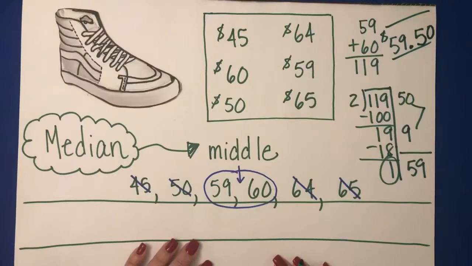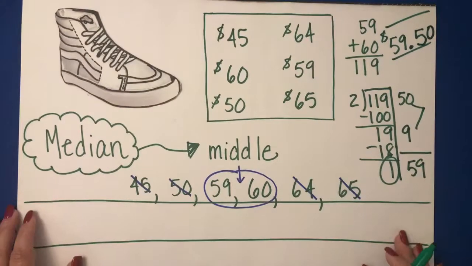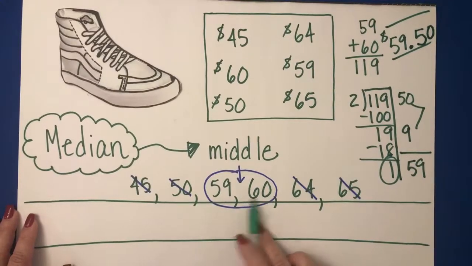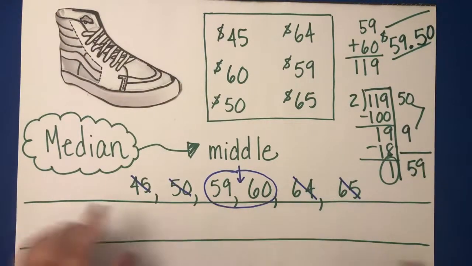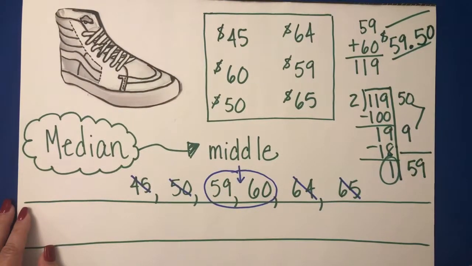Okay, our card game will be a lot simpler because we're only going to be using single-digit numbers. But this is a way that you can find it by just adding and then dividing by 2 with any numbers that are 2-digit or more. Yes, 59.5. That makes sense, DJ.